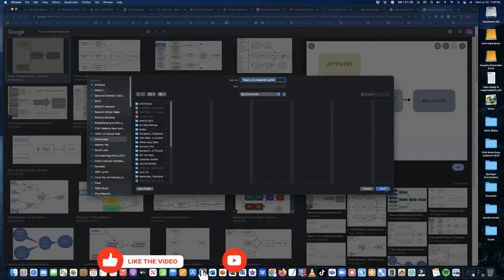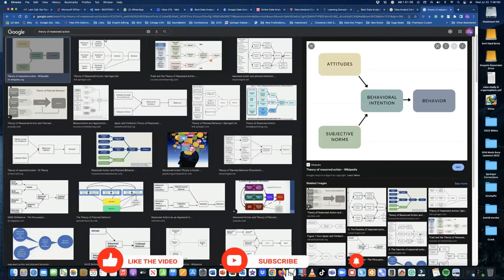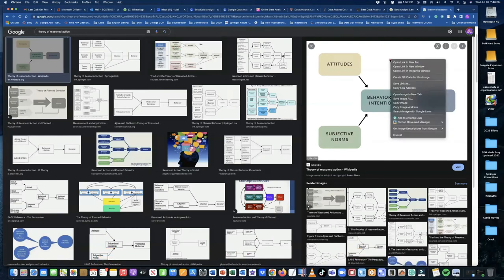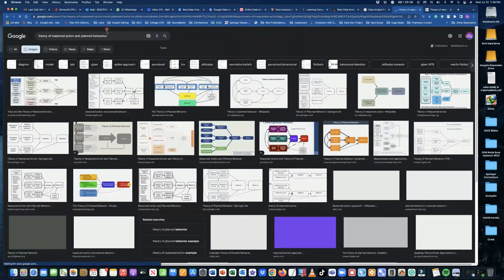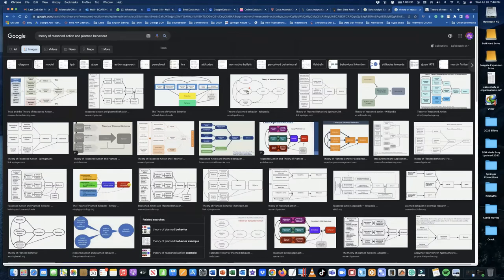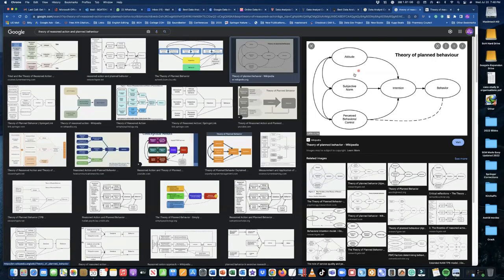Let me see. Good. Now let me go again. I'm going to keep this in mind, though. Let me open it here. Good. So you see it here later. Then I'm going to do another one. So let's now look at if somebody has even done the theory of planned behavior. Good. Now this is the theory of planned behavior, attitude. So somebody created the theory of planned behavior and extended it.